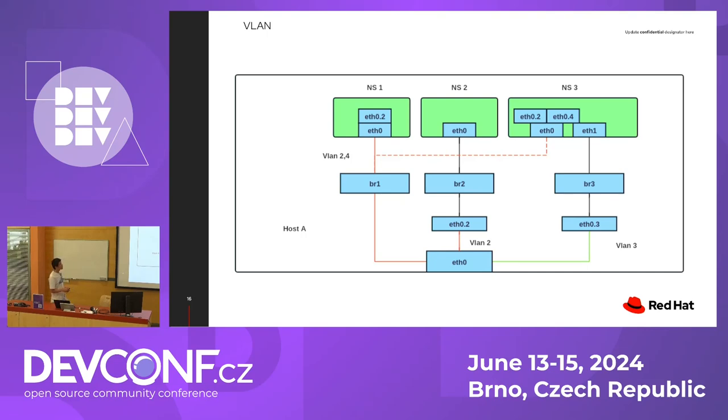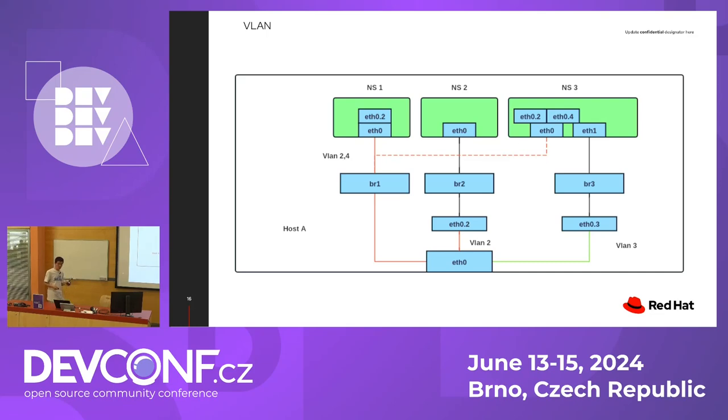But NS2 also wants to receive VLAN 2 packets, but it does not have an interface to untag the packets. So we need to add eth0.2 there to untag the packets and forward to bridge 2 and then to NS2. A more complex one, NS3. It wants to receive VLAN 3 like this one, so we add an interface here to untag the packet and go to it directly. But at the same time, it also wants to receive VLAN 2 and VLAN 4, for example. And we also need to connect the interface to bridge 1 to eth0.